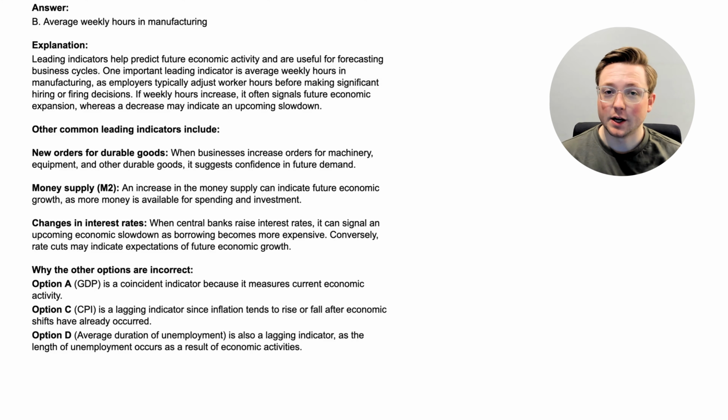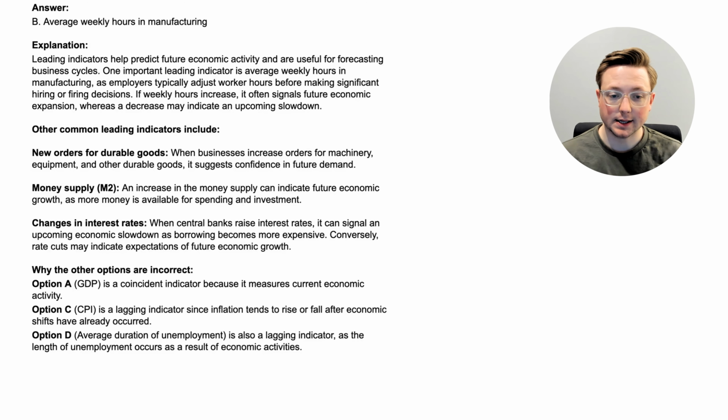All right, here we are at the answer: B, average weekly hours in manufacturing. So that's the correct answer. Let's read why. And again, I did point out this is about leading indicators. Leading indicators help predict future economic activity and are useful for forecasting business cycles. One important leading indicator is average weekly hours in manufacturing, as employers typically adjust worker hours before making significant hiring or firing decisions. If weekly hours increase, it often signals future economic expansion, whereas a decrease may indicate an upcoming slowdown. So again, this is something that would show you that the economy is about to change if they start having more hours or less hours. That's why it's a leading indicator.